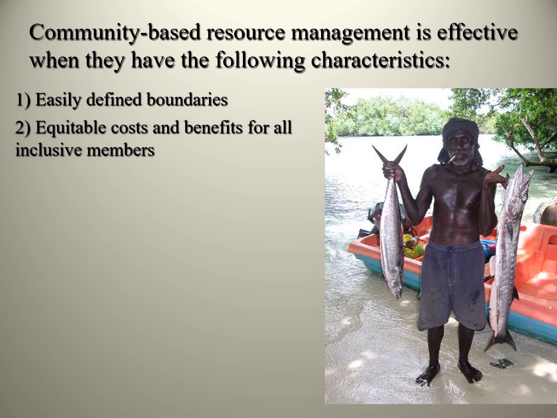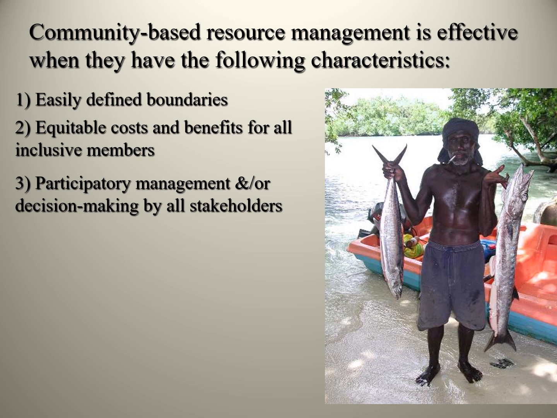There needs to be equitable costs and benefits for all members involved. So the benefits of the system have to be spread out so everyone gets some of it, and the costs have to be spread out too. To sort of ensure that this happens, you need participatory management and/or decision-making by all stakeholders, meaning that everyone involved gets to have a say, gets to be involved in what happens.